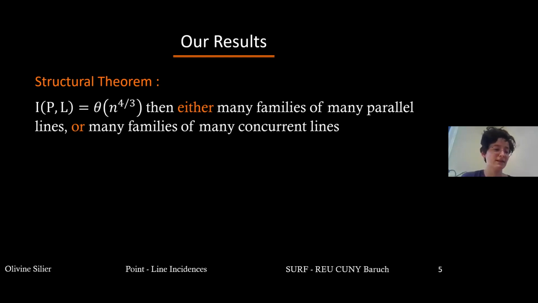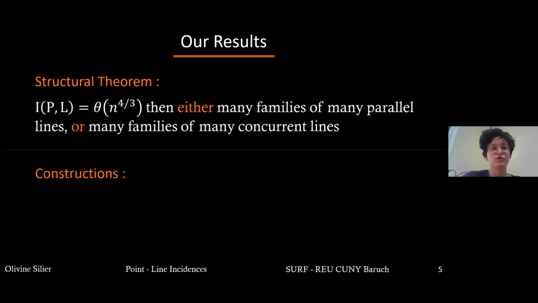So what that means is, if you are to have a construction in R2, on the plane, with lines and points such that you have the maximum number of incidences, so you maximize the number of incidences, then either you're going to have a bunch of subsets of this line set that are all parallel together, or you're going to have a bunch of subsets of the lines that all intersect in a given point.